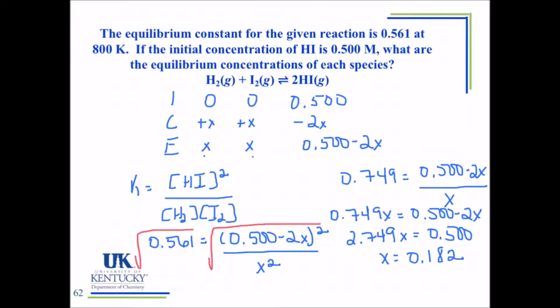Now I can use that information to figure out what my equilibrium concentrations are. For H2 and I2, my equilibrium concentrations will be just that, 0.182 molar. For HI, I'll have to do a little bit of a calculation. I have to do 0.500 minus 2x, and I end up with 0.464 molar for my HI concentration.